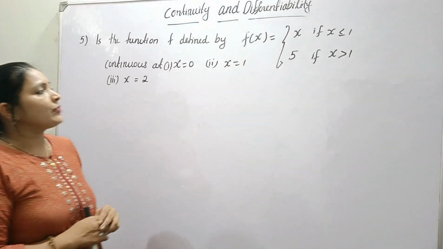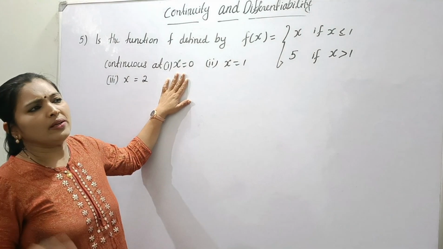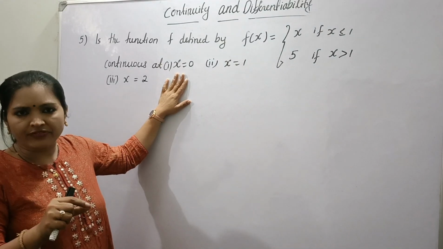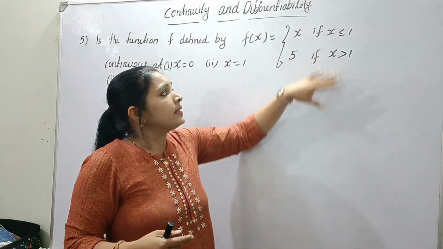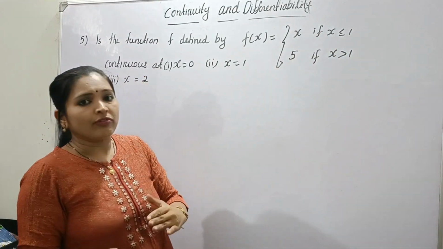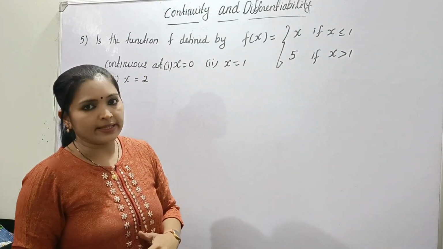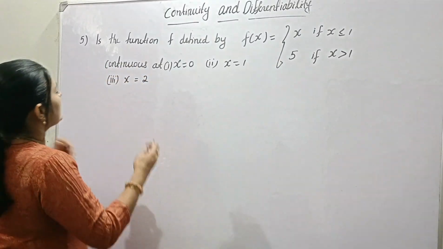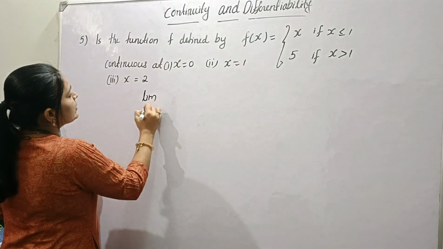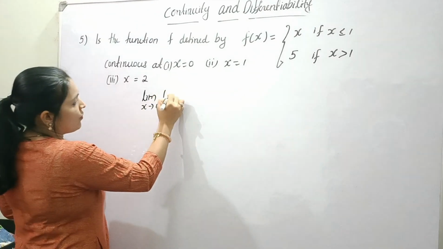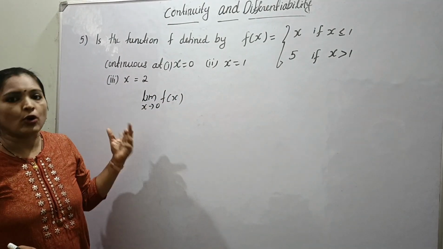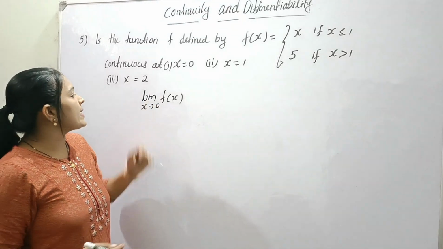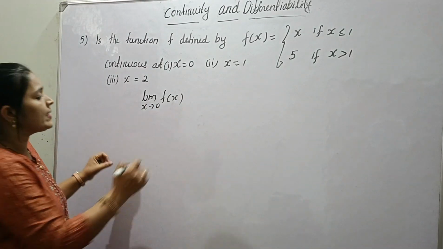Okay, so first of all let's consider x is equal to 0. So here at x is equal to 0, we need not check the left hand limit and right hand limit of the function, because here the conditions are x less than or equal to 1, x greater than 1. So here let's find the limit x tends to 0 f of x. Okay, so let's check whether it exists or not.